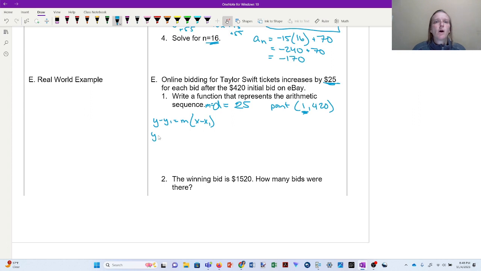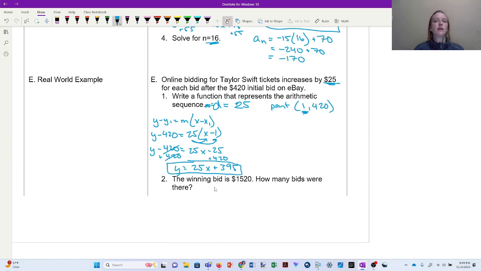Plugging in my values, I have y minus 420 equals m. Remember, m is the same thing as d. It's the same thing as the common difference, slope and common difference. So I'm going to plug the 25 in there, x minus 1. And now, before I solve for y, I'm going to do the distributive property here. 25x minus 25 equals the y minus 420. And if I add 420 to both sides of the equation, I get y equals 25x plus 395.